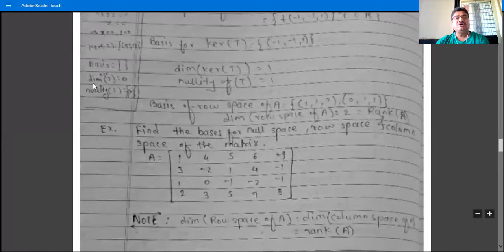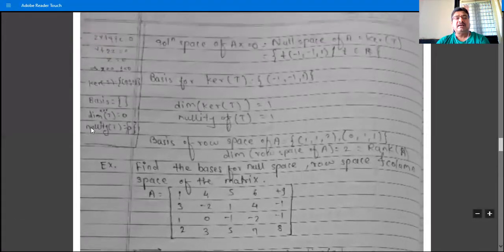And then the dimension of kernel of T is 0, and then nullity of T is 0. Don't write curly bracket. Nullity of T is a number, it is not a set. So nullity of T in that case is equal to 0.